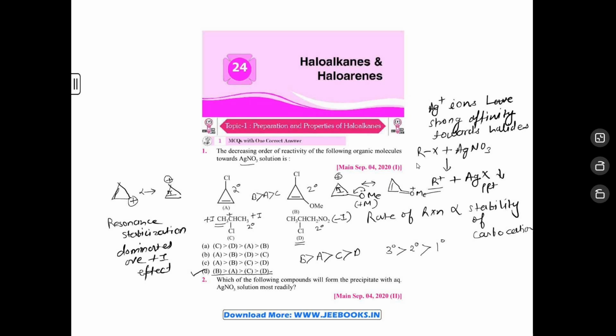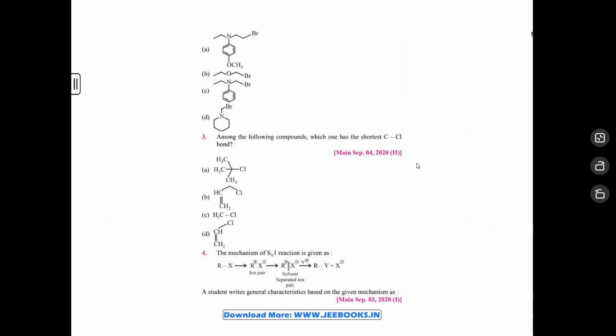Now the next question is, which of the following compounds will form the precipitate with aqueous AgNO3 solution most readily? As we discussed, the formation of precipitate depends on the stability of the carbocation. So we have to see which carbocation is forming faster, as that will give the precipitate faster, and that should be the more stable carbocation. So these are the options. In option A, if you break this bond and put the positive charge, this carbocation is not stable. So for sure it will not give precipitate of silver bromide. This is the precipitate which we are talking about. So this precipitate will not form faster.